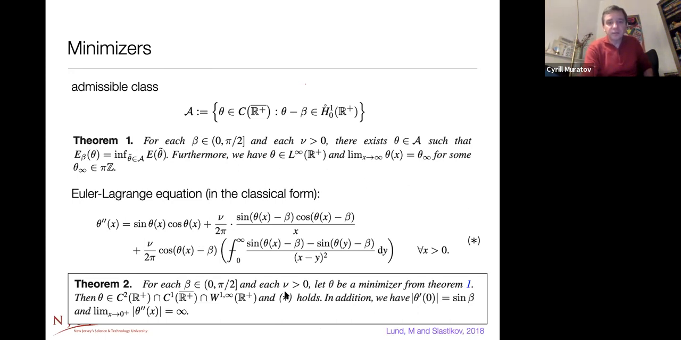And these minimizers, furthermore, are smooth and continuously differentiable up to the edge. In fact, they have a second derivative of theta blowing up at the edge, and this is because of the presence of the non-local term. And the Euler-Lagrange equation can now be written in this form on the half-line.